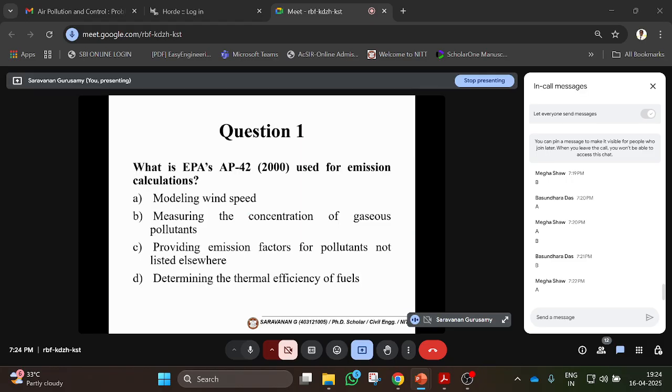So moving to the 7th week. Okay, let me speed up somewhat because the time is already 7:30. Please post the answer in the chat box. EPA AP 42 2000 is used for emission calculation. What is EPA? They are asking. It's modeling wind speed.